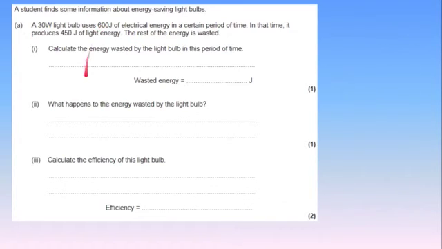Excellent. I got a couple of questions about that, Miss. What was the answer for number 1? 150 joules. You already answered that. 600 minus 450 gives you 150. Excellent. And one more.